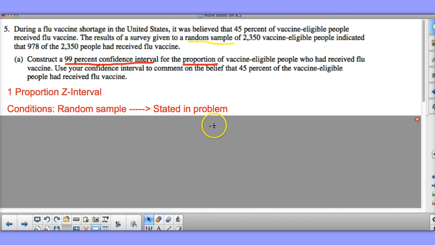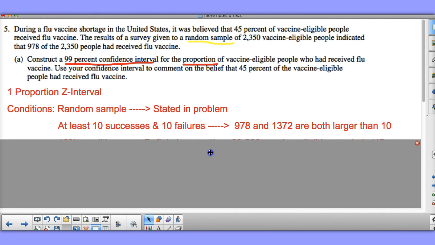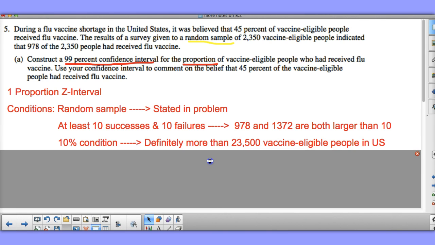And then the next item is the at least 10 successes and 10 failures. Since we had 978 people that were vaccine eligible get the vaccine, and 1,372 not get the vaccine, those are both larger than 10. So we have at least 10 successes and 10 failures, which means we can use normal approximations to calculate probabilities. And our 10% condition is met, sampling without replacement. There's definitely more than 23,500 vaccine eligible people in the United States.